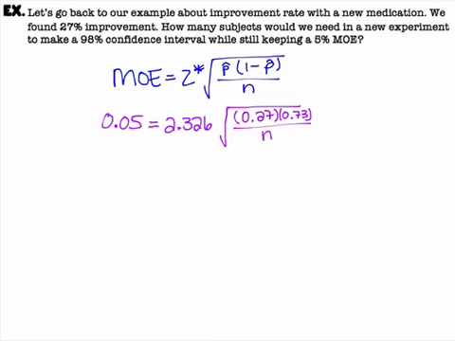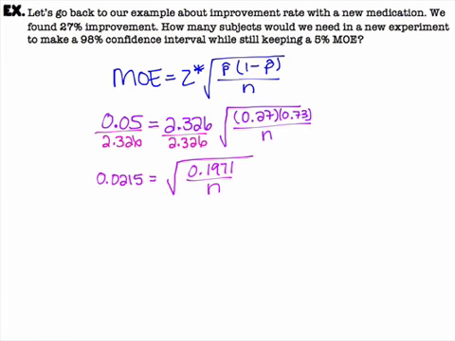So I'm going to work out all the algebra pieces because it might have been a while since you've done this type of algebra. So I would divide both sides by 2.326. That would give me 0.0215 is equal to the square root of, when I multiply 0.27 times 0.73, I get 0.1971 over n. I want to get rid of that square root, so I'm going to square both sides.